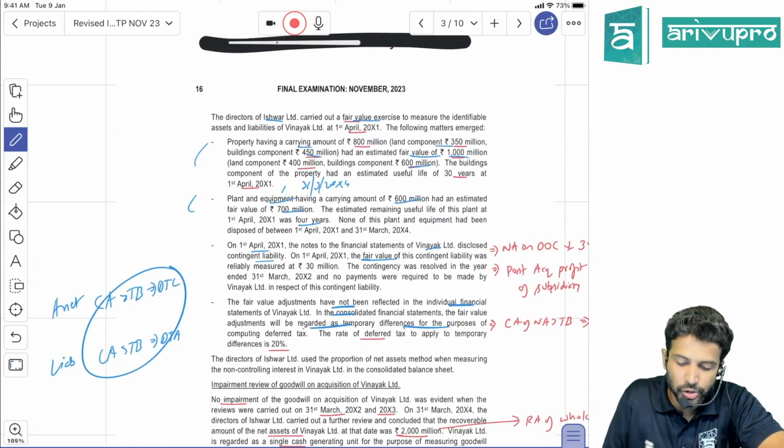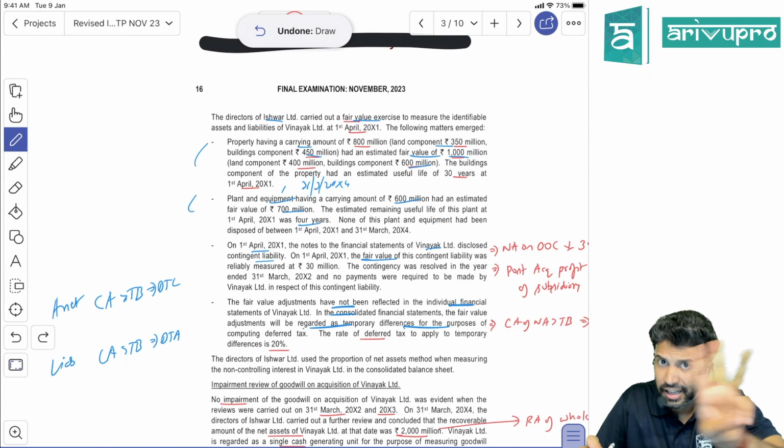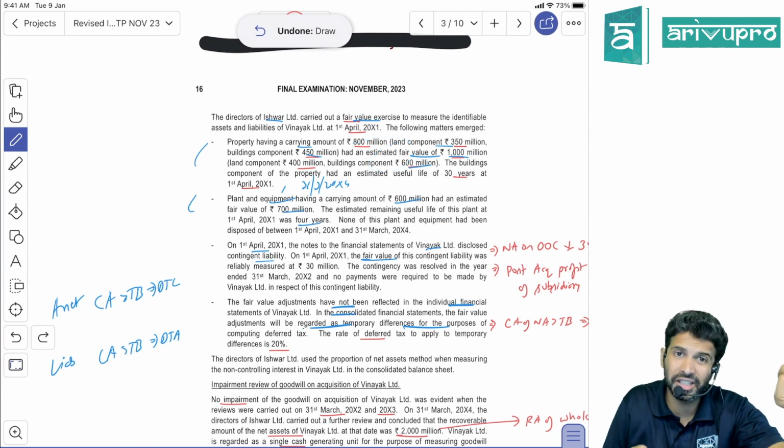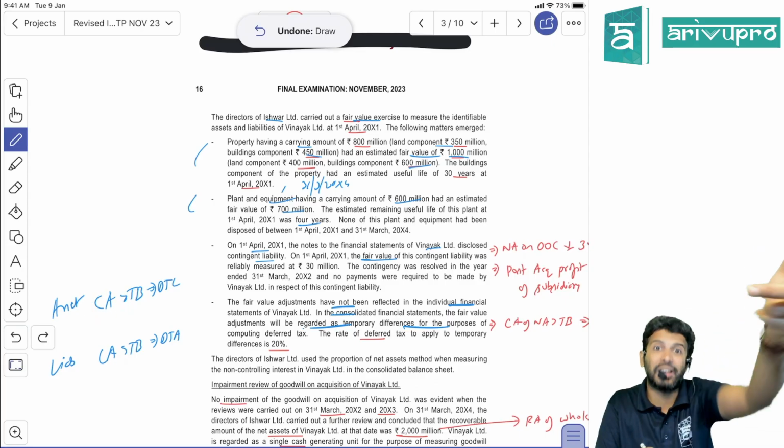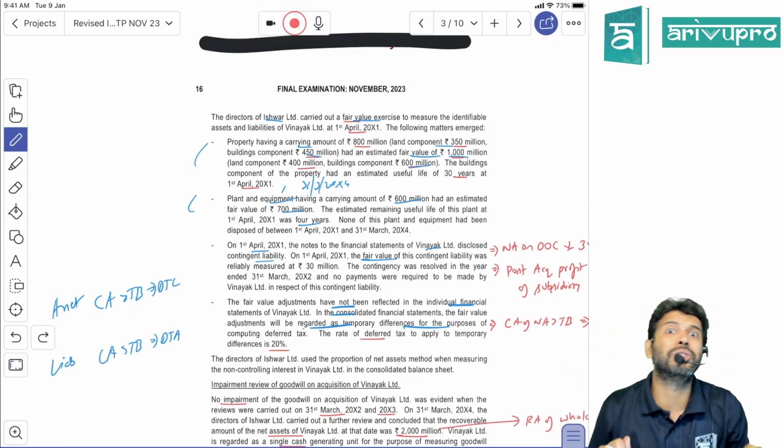Now, why am I writing these two specific equations? Sir, for three assets, land, building, and machinery, carrying amount. We did not take carrying amount for consolidation purpose. We took fair value. So that means what, sir? The fair value itself becomes revised carrying amount.